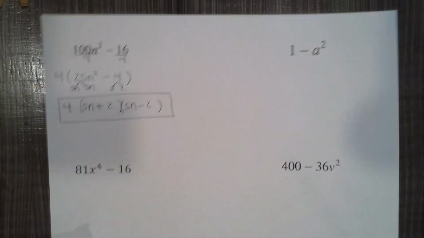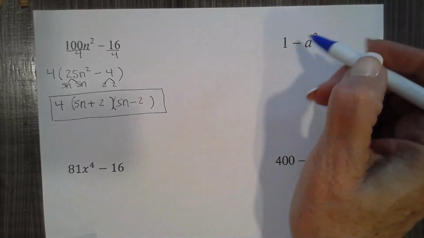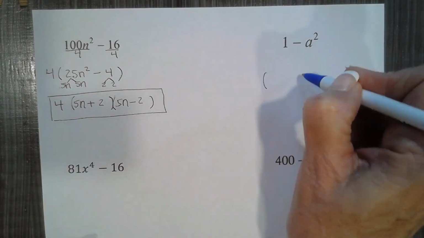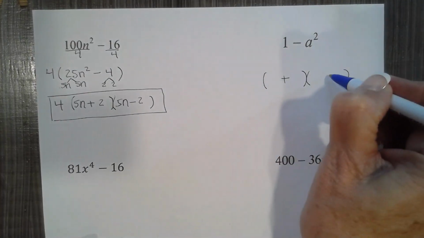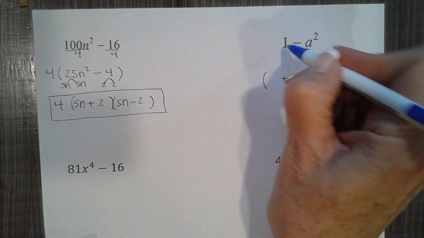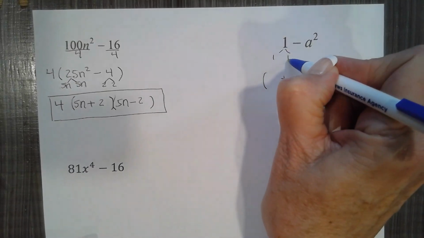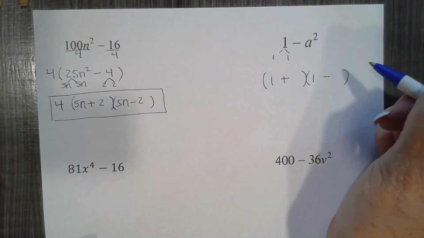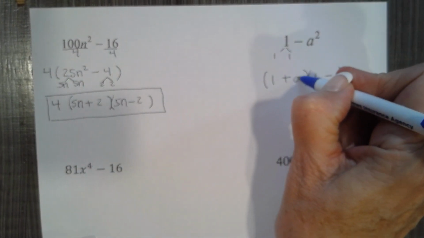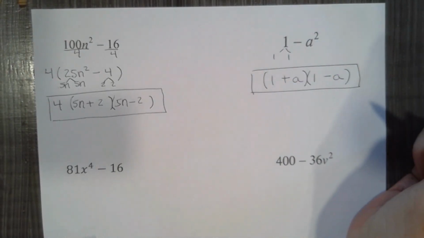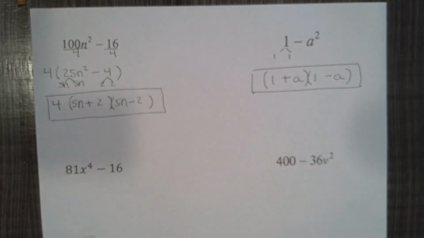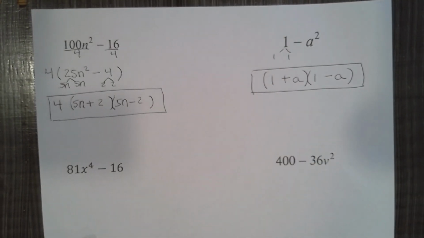This little fella here. There is no greatest common factor, but it is a difference of squares. So we need a plus sign and a minus. Factors of 1 are 1 times 1. They go in the front slots. And factors of a squared are a, and they go in the back slots. And we can't factor that again. Okay?